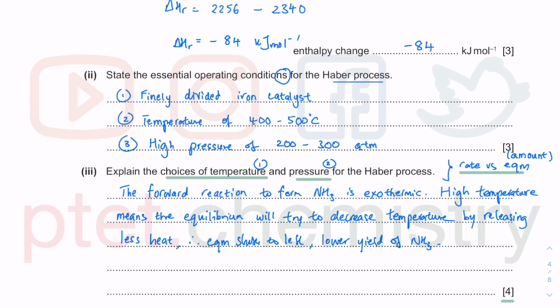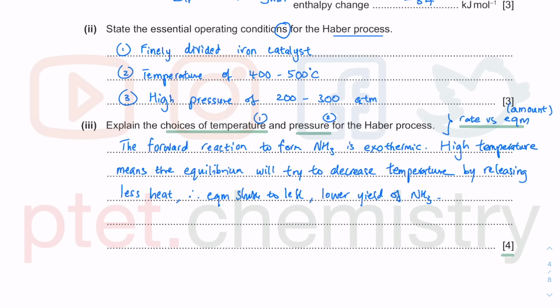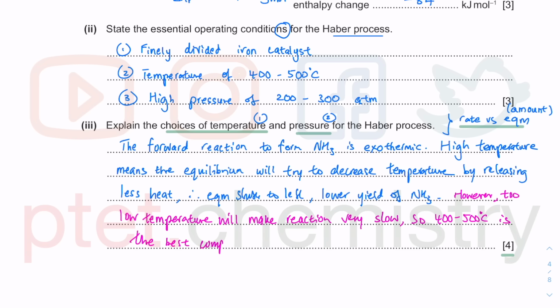So what can we do to counteract this? Do we want as low temperature as possible in order to go to high yield of ammonia? Of course not, because too low temperature will make the reaction very slow. So 400 to 500 degrees Celsius is the best compromise. I've written quite a lot there. You can probably summarize it a little bit and get straight to the point.